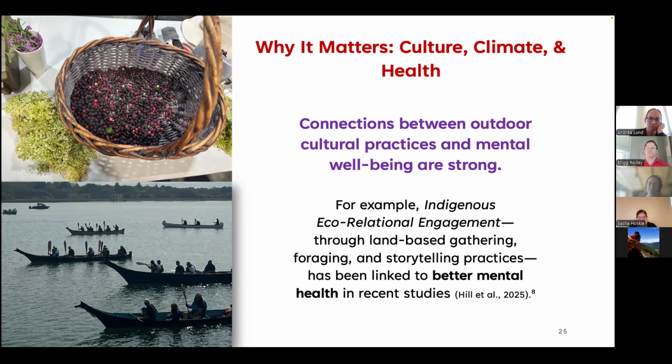Land-based engagements improve mental health. Dr. Kyle Hill explains that the indigenous eco-relational engagement of gathering, foraging, storytelling, and spending time outdoors has been proven to improve mental wellness. I've got to work with Dr. Kyle Hill, and he is great. This is his whole entire work, and if you're ever interested in that, I would definitely reach out to him.